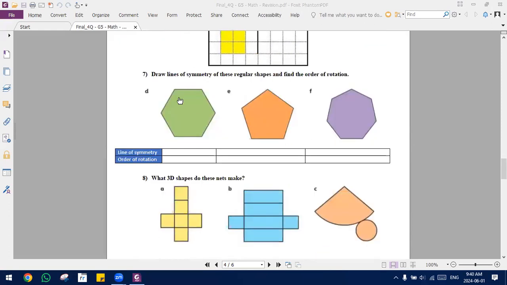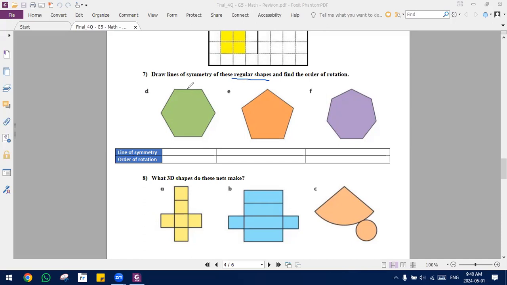Now, question 7, it says, draw lines of symmetry of these regular shapes and find the order of rotation. Okay, we need line of symmetry and order of rotation. But it says regular shapes. This is so important. Regular shapes. What does that mean? We said all sides are equal. So for regular shapes, the number of lines of symmetry and the order of rotation are equal to the number of sides. If you remember, we wrote this note. It's equal to the number of sides.